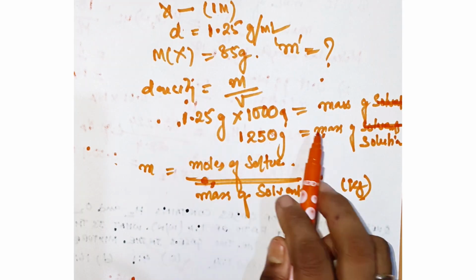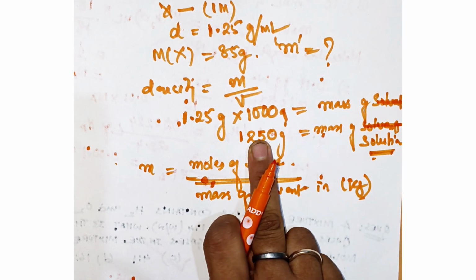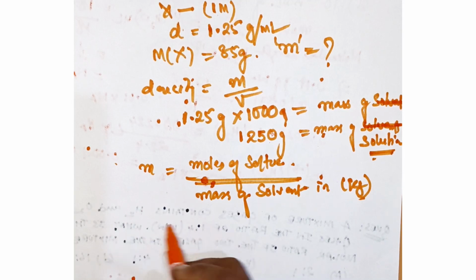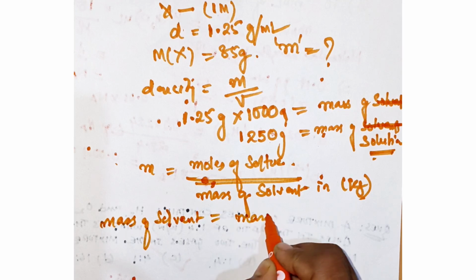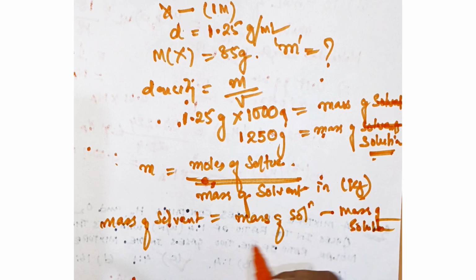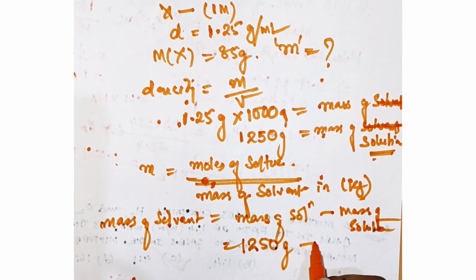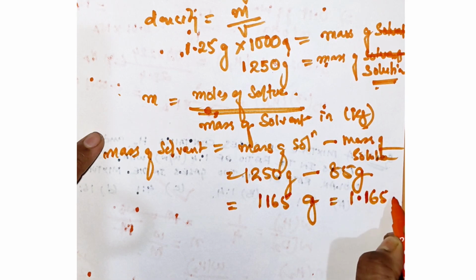From the density we could find the mass of the solution, that means the total mass of the solution. Now what will be the mass of the solvent? Mass of solvent is equal to mass of solution minus mass of solute. So that is given to you, 1250 gram minus 85 gram of solute, that is X. So mass of solution minus mass of solute gives you the mass of the solvent, that comes to be 1165 gram, and if you take it in kg, that is 1.165 kg.